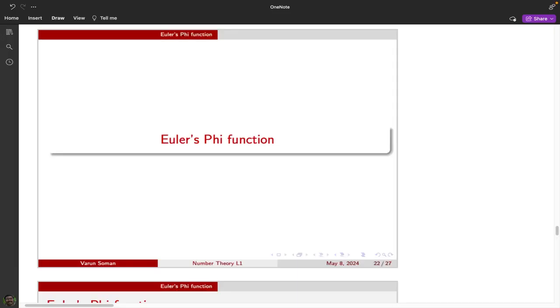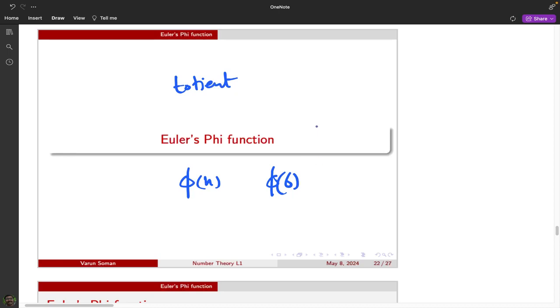In this lecture, we will be discussing Euler's phi function, or Euler's totient function. Euler's phi function denotes the number of positive integers less than a number n which are relatively prime to n. For example, if you want to find phi of 6, you have to find the number of positive integers less than 6 and relatively prime to 6.